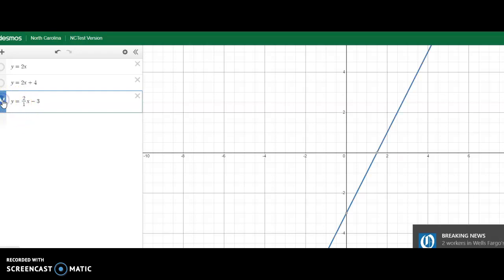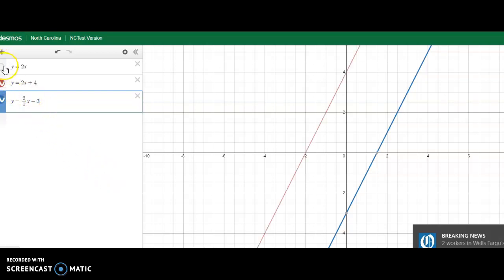So let's just turn that one on. What do we notice about this one? Seems to be going up at the same rate, but where does it start? At -3. What did this say here? -3. That's all we're saying, is the y-intercept is at -3.